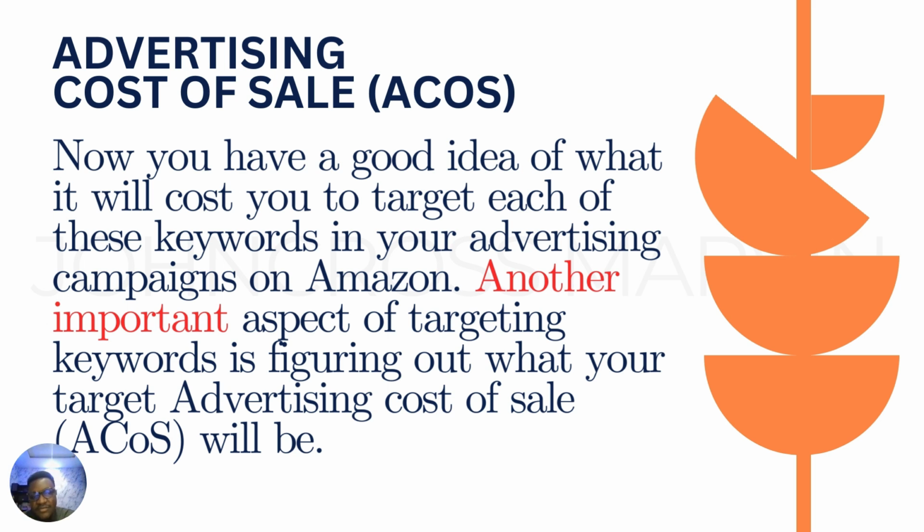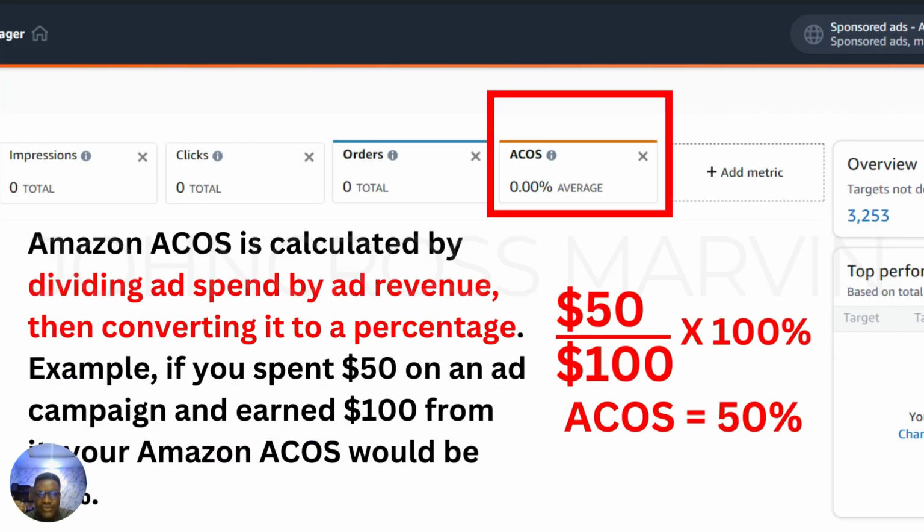Now, the next concept that we need to understand when it comes to advertising on the Amazon platform is advertising cost of sale, which is generally called ACoS. Now you have a good idea of what it will cost you to target each of these keywords in your advertising campaign on Amazon. Another important aspect of targeting keywords is figuring out what your target advertising cost of sale will be. It's very important you understand that. Now, what is advertising cost of sale? Every time you see ACoS, what does it mean?